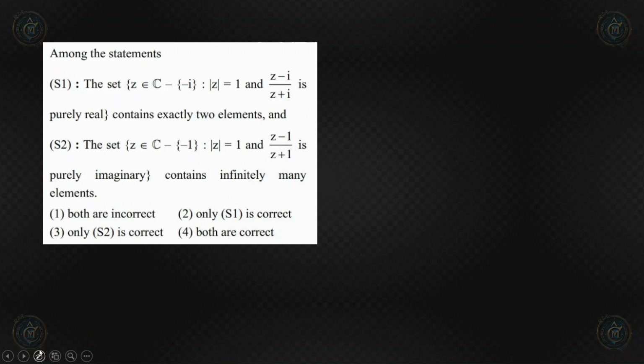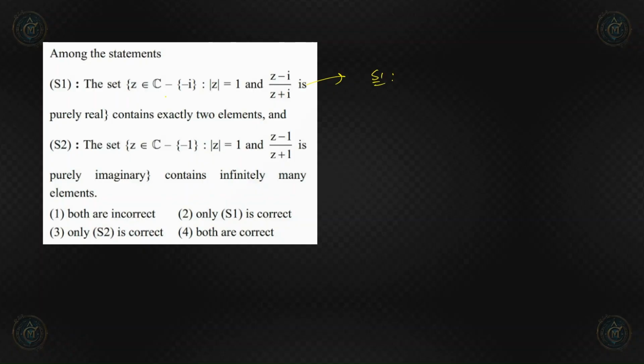Okay, so the first statement is saying the set z belongs to C minus {minus iota}. Okay, so we are removing this minus iota because this is not in the domain, right? And mod of z equal to 1 and (z minus iota)/(z plus iota) is purely real, contains exactly two elements. Okay, and S2 says that the set z belongs to C minus {minus 1}, mod of z equal to 1 and (z minus 1)/(z plus 1) is purely imaginary, contains infinitely many elements. Okay, so let us first verify this statement 1.